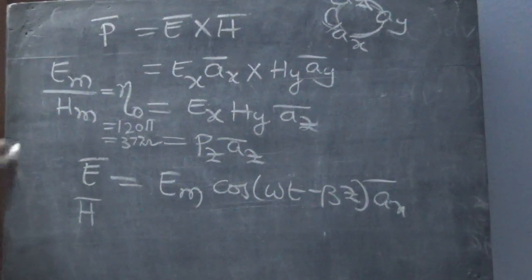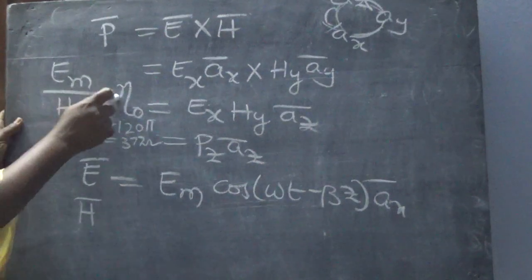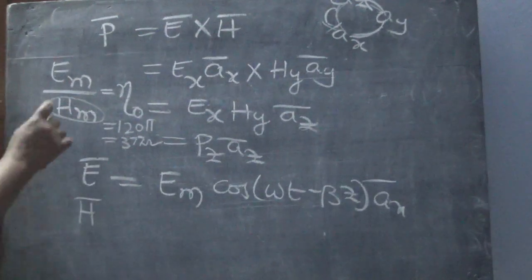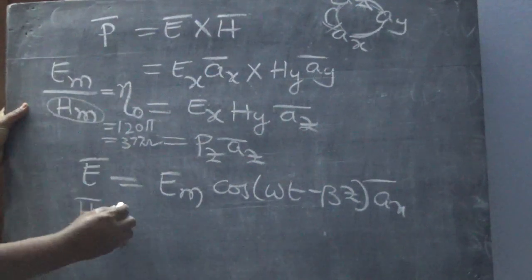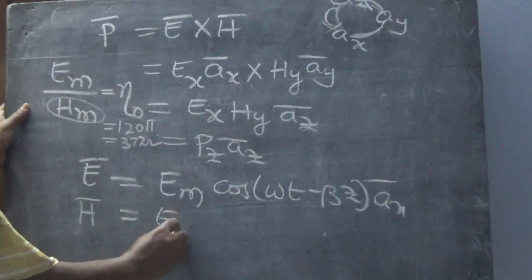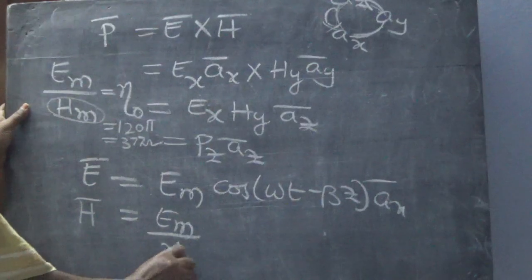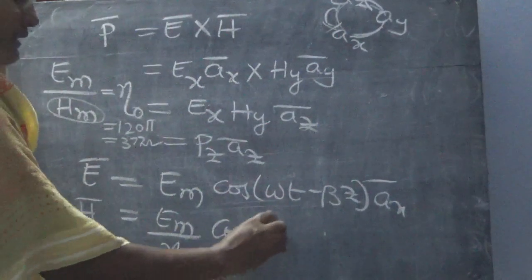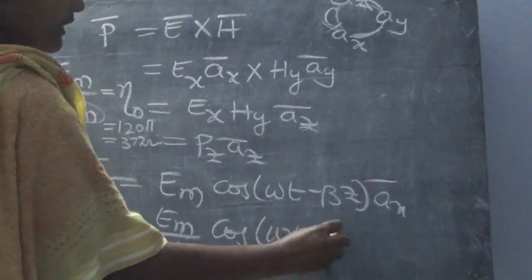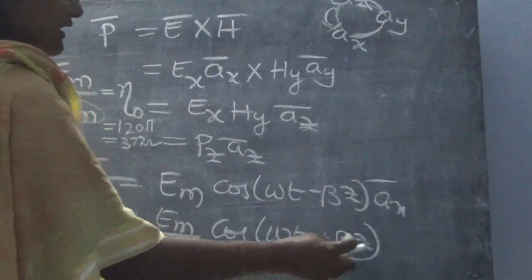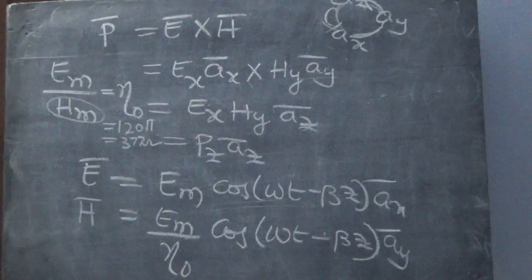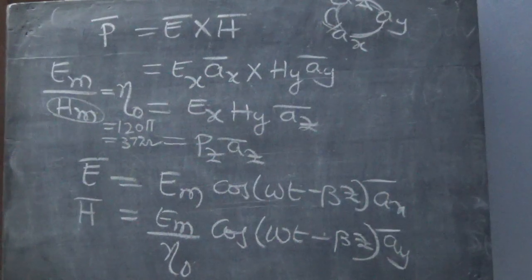So if I know EM and the intrinsic impedance eta, how will I get HM? HM will be EM by eta naught. So to find the H bar, what will I write? EM by eta naught and cos, the same quantity which is traveling along the positive z axis, omega t minus beta z. But what is this quantity? It is a quantity with unit vector ay bar.